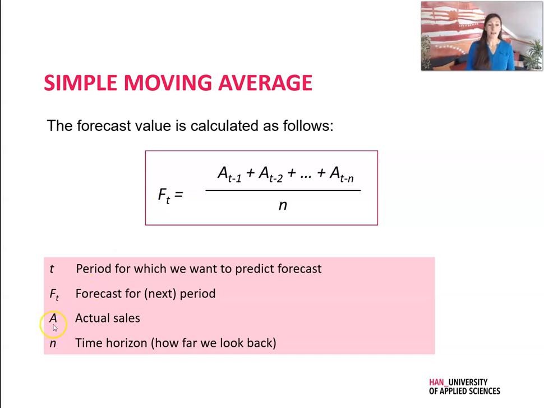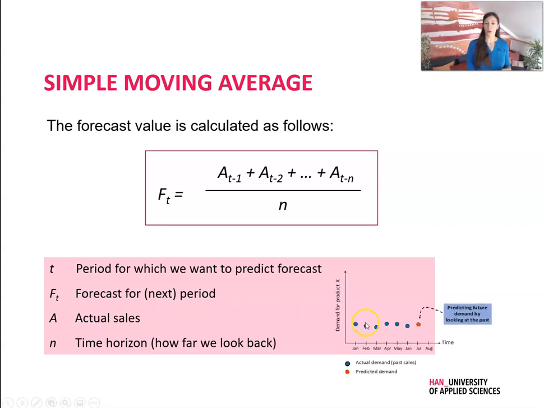The A stands for actual sales. So these are the data points where we already know what happened in the past, the actual sales that occurred before. If you recall, when we were looking at this graph in the previous video, these blue data points would be our actual sales, what happened, and our F of T would be the red dot here. So it's the point that we are trying to forecast.